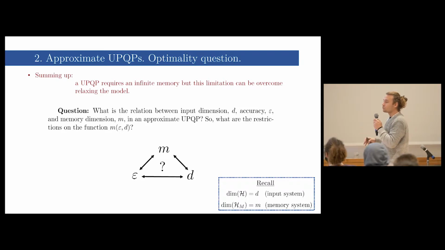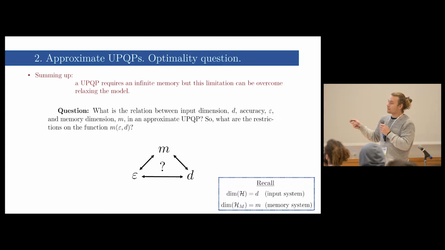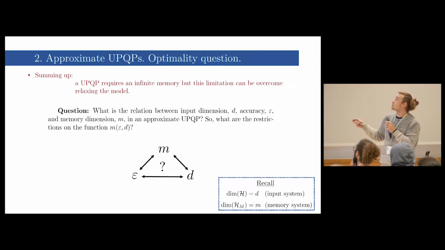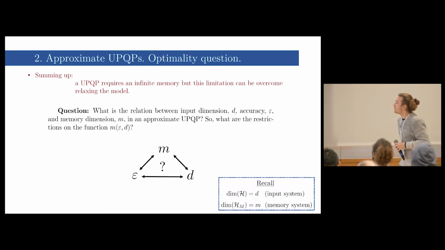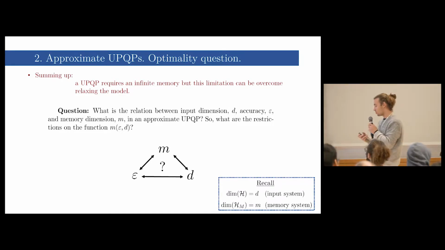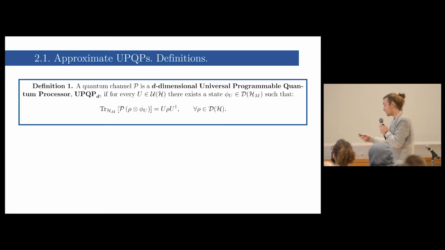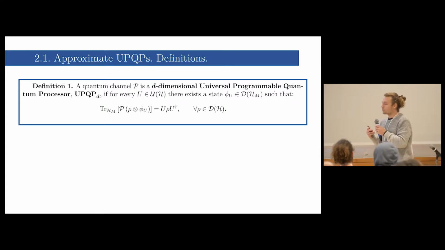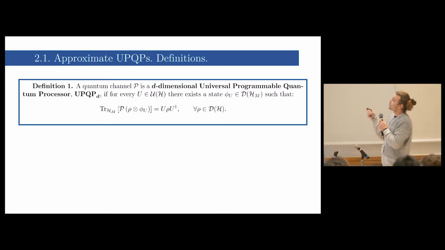And the question we want to ask in this work is: what is the optimal memory dimension I can use in order to build an approximate UPQP achieving some error epsilon, for some input dimension D? So this is the question I want to answer, or partially answer, in this work. To get further into this question, we first need to formalize the discussion we have had so far. So let me define formally the objects I'm going to work with.